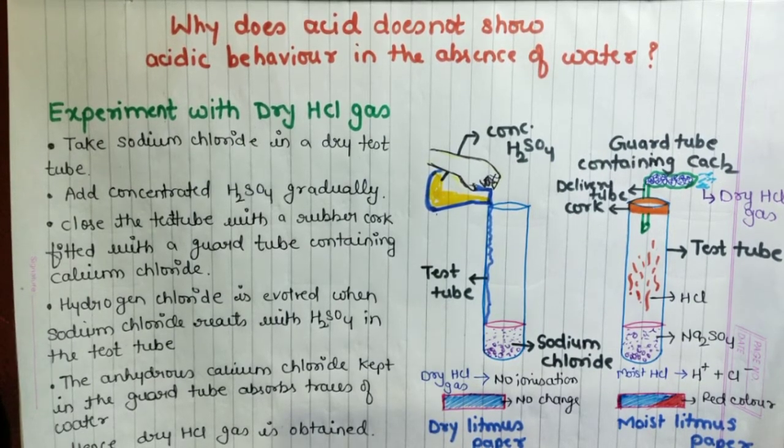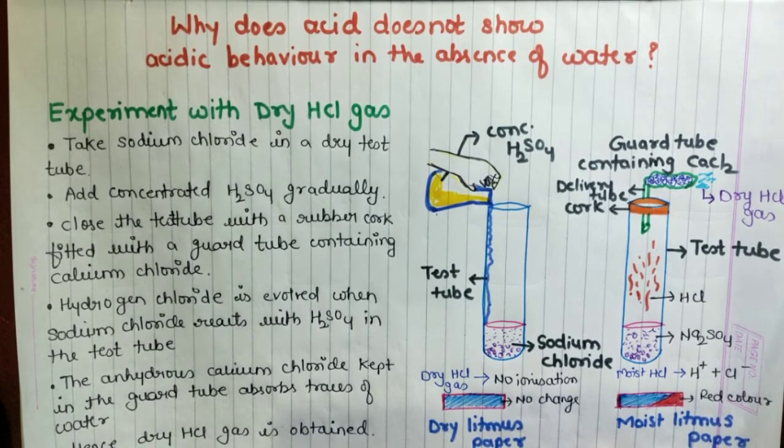Why so? Because in the absence of water, the HCl gas will not ionize. So no H plus or Cl minus will be formed here. Due to this, the necessary condition is that water should be present, so the dry litmus paper will not work here. So what can we do? We can take moist litmus paper. What does moist mean? That means some water droplets are there. We have wet the litmus paper. Now there is a presence of water.